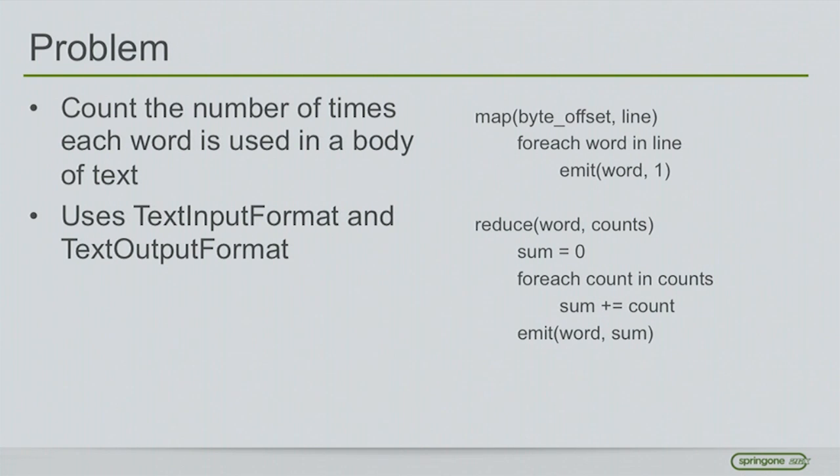So the problem here: we want to count the number of times each word is used inside a body of text. We're going to use the text input format and text output format, which have corresponding line record readers and line record writers. So a lot of pieces were already written by the Hadoop API. It has the default hash partitioner, a lot of pieces like that. For our map, we're going to get a byte offset and a line of text. For each word in that line, we're going to write out the word and the number 1. For reduce, we're going to get a word and a list of those counts, go through that and sum up all of them, and output the word with the sum.